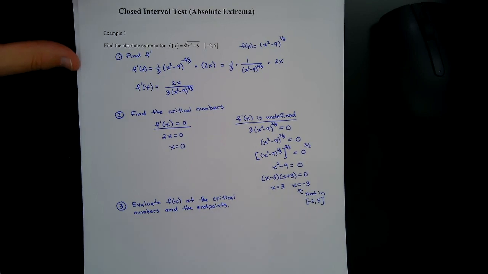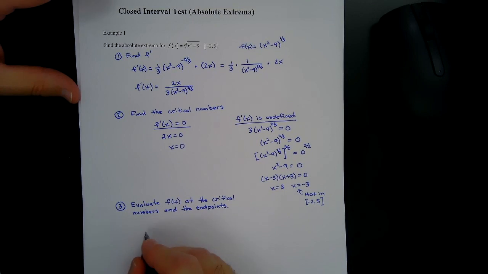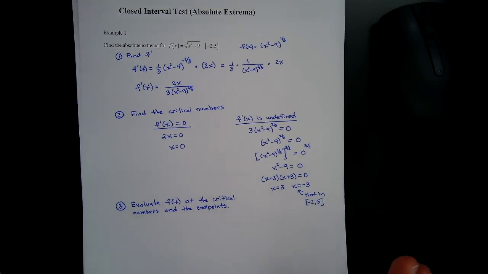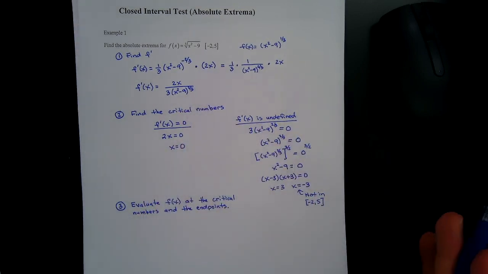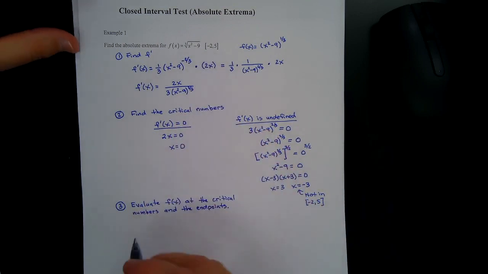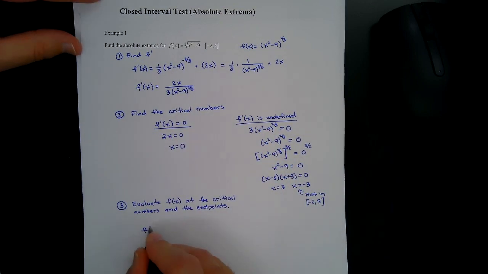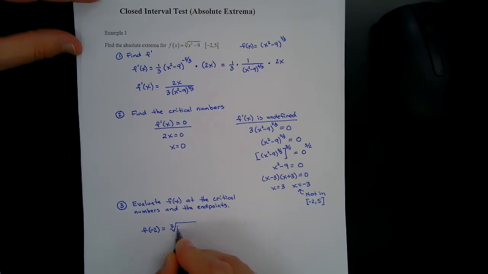And you're going to look and see which one is the biggest and which one's the smallest, okay? So I'm going to do this from smallest to largest, okay? So the smallest would have to be the left endpoint. So that's going to be f of -2. So f of -2 would be the cube root of -2 squared minus 9.